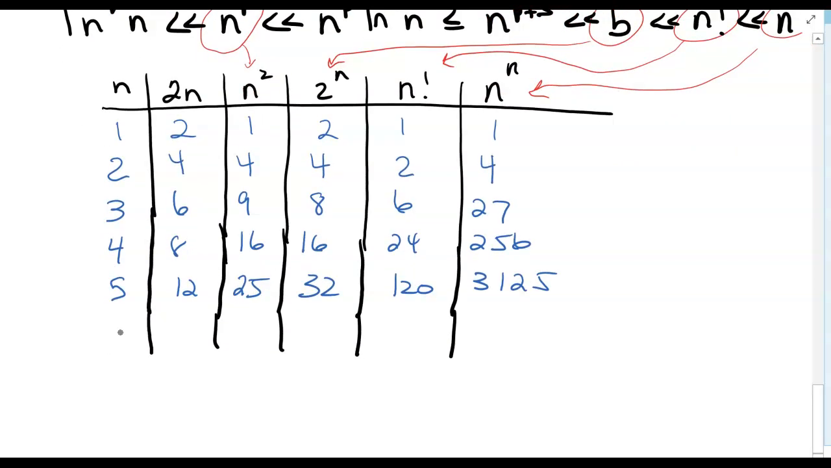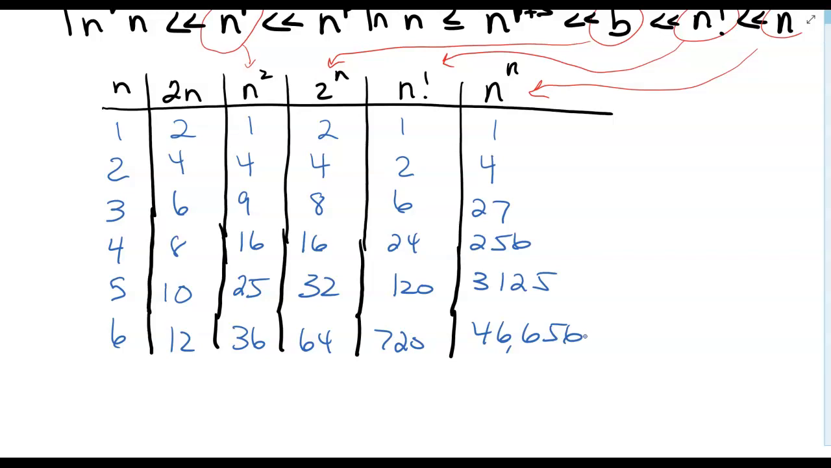So we'll do just one more. 6, double 6, you get 12. That's what I was doing. I was copying the wrong column. Yep. I know what 2 times 6 is. That's what I get for not doing the work, just trying to copy from my notes. So we have 12, 36, 64, 720, and 46,656. So if you didn't believe me that n to the n is the fastest growing function, I think you can start to see it now.